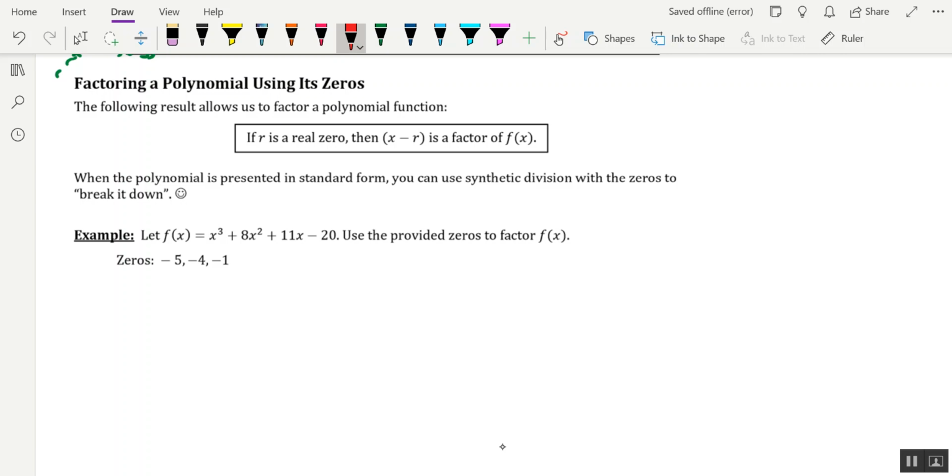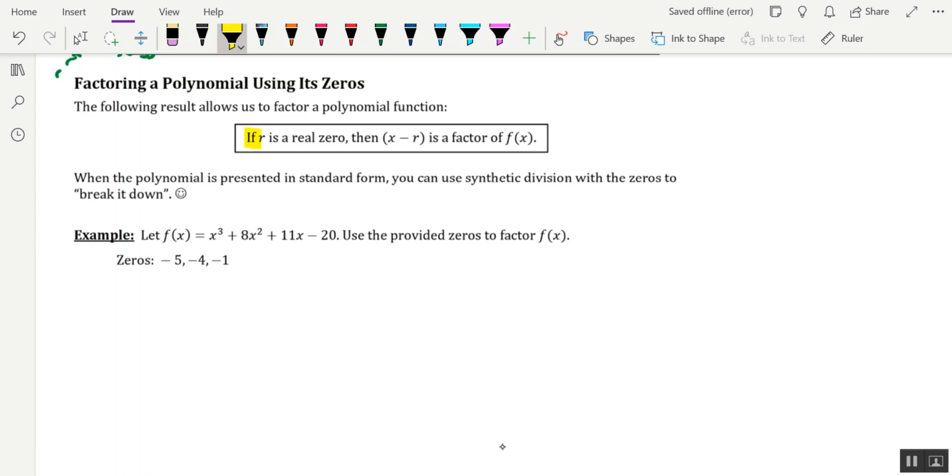What's going on, Algebros? In this video, I'm going to show you how you can factor a polynomial function using its zeros. What allows us to do this is a fact related to the ring of results we looked at in the previous section of Chapter 5.